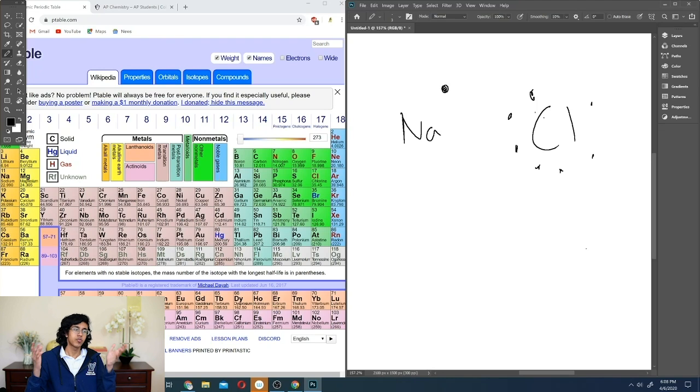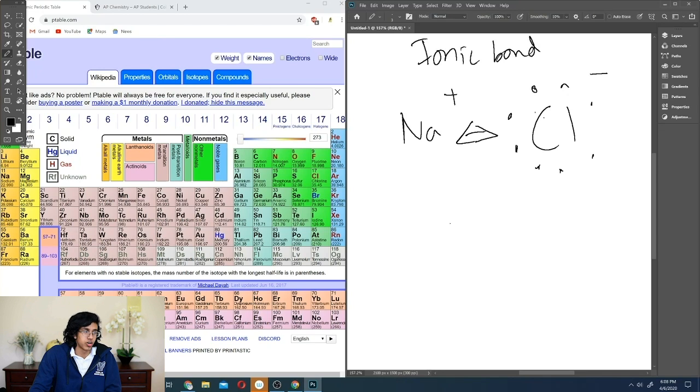Chlorine's missing 1, sodium has an extra 1. But they want to help each other out, so sodium gives it an electron, and boom, that electron goes there. Chlorine becomes negative, sodium becomes positive, and now they're attracted to each other because opposites attract. Well, I guess they both look hotter now that they have their full outer shells, but that's not the point. So this is basically called an ionic bond.